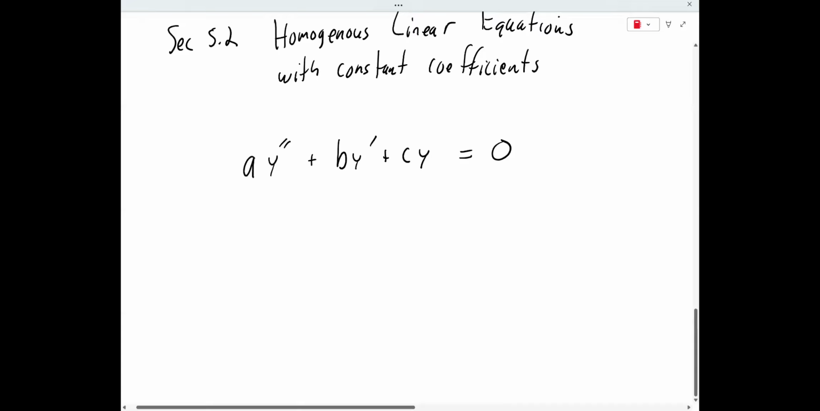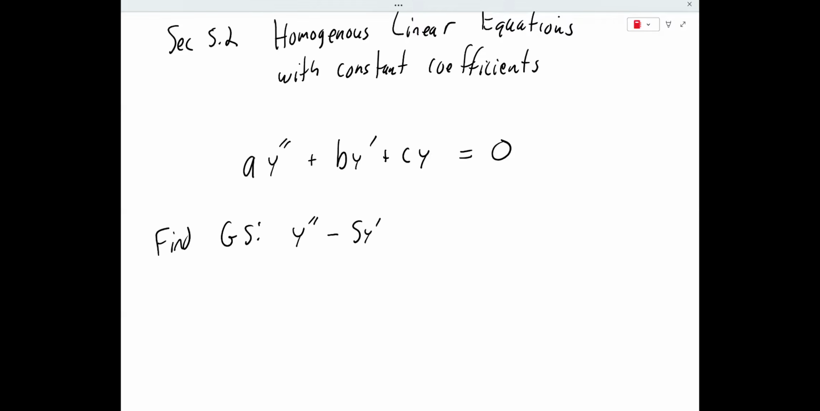And the first problem is here. Let's say we want to find the general solution, GS for general solution. So y double prime minus 5y prime minus 6y equals 0. So we'll find a general solution for this.